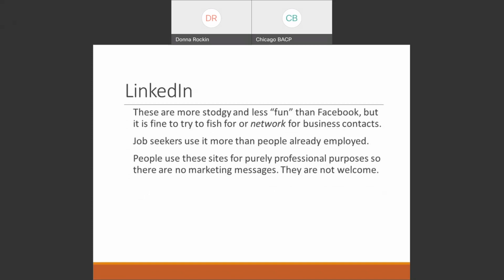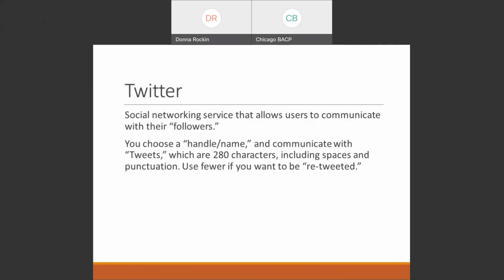They're less fun, they're stodgy compared to Facebook, and you're sort of discouraged to sell, but you can fish for connections. Job seekers are more likely to use it, and they use it for purely professional purposes. You can't really market or sell on it, but you can write articles that show that you're an expert, which is particularly important if you are in a service business.